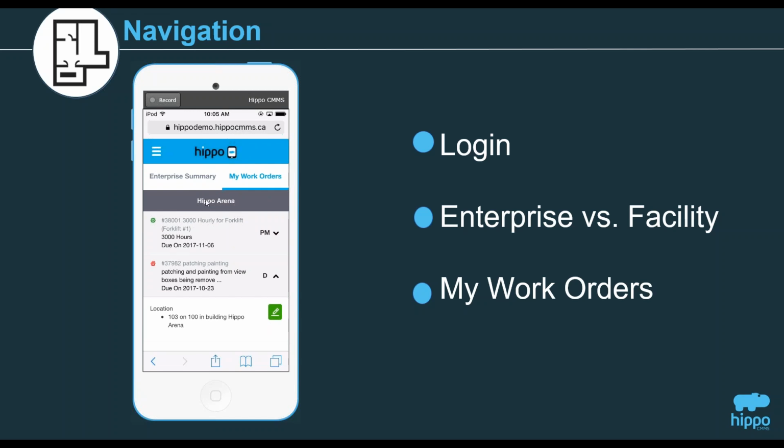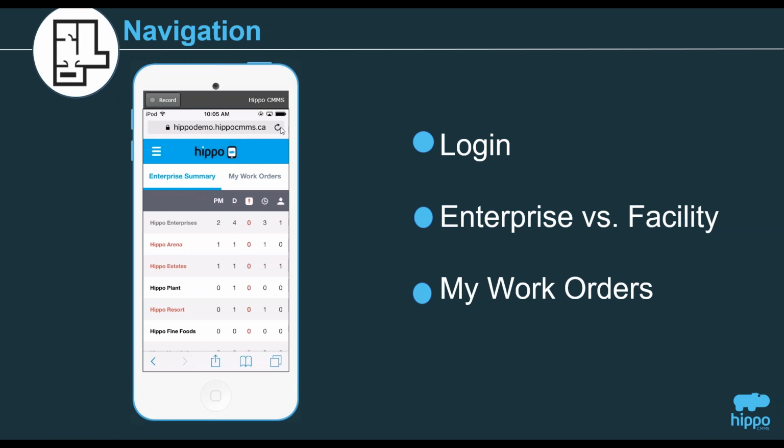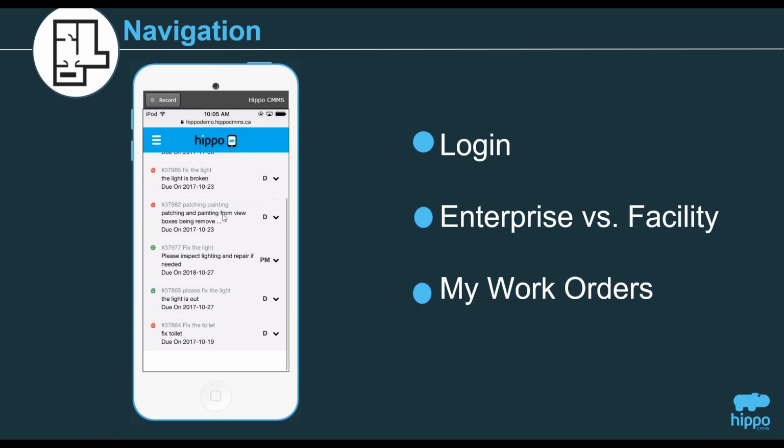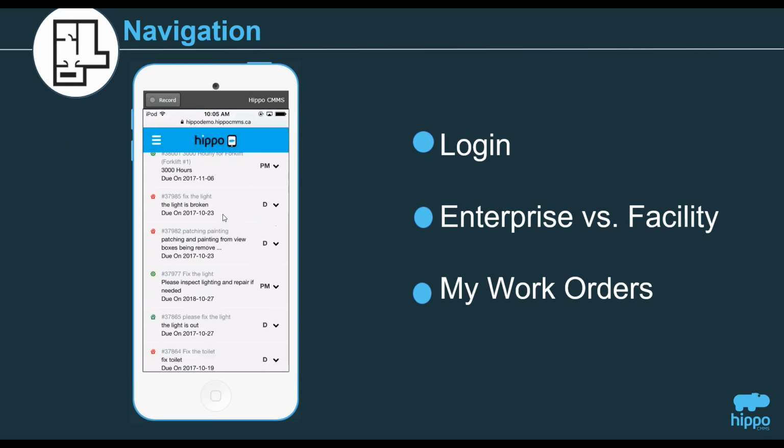If I do want to move backwards and go back to the enterprise level, I can make use of the Hippo icon at the top of the page. We'll click that. And then I want to use the refresh button in my browser. Now, if I click on my work orders again, you'll notice the name of the facility is gone. And instead, I'm viewing all of the work orders amongst all of my facilities.